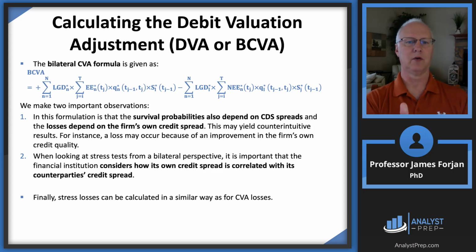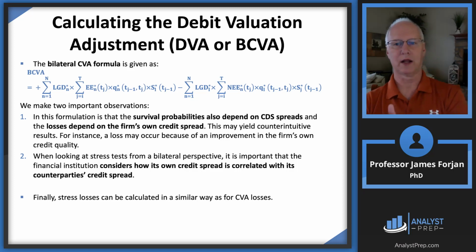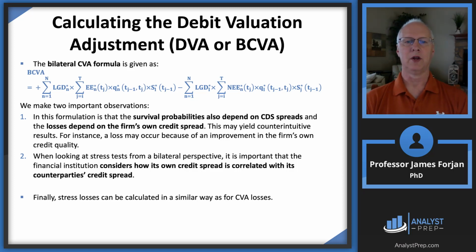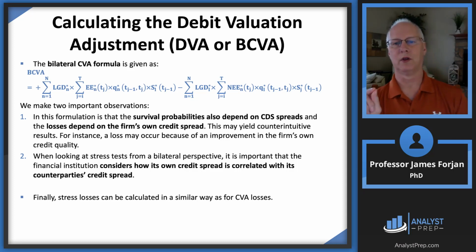So we're going to take the first one and then we're going to subtract the second one. And notice, the big difference is on the left-hand side, we have the expected exposure. And after the minus sign, we have the negative expected exposure, right?